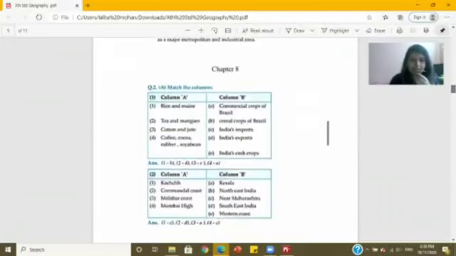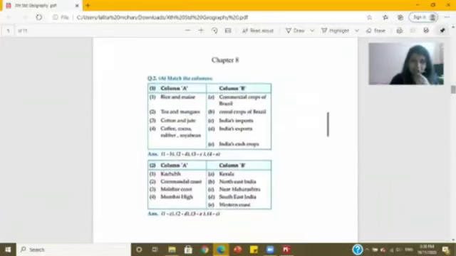Moving ahead to chapter number 8, match the column. This is question 2A. I will be telling all the correct answers. So we have first rice and maize. Correct answer is cereal crops of Brazil. Second, tea and mangoes. Correct answer is India's export. Third, cotton and jute. Correct answer is India's cash crops. Fourth, coffee and cocoa, rubber, soya bean. Correct answer is commercial crops of Brazil.